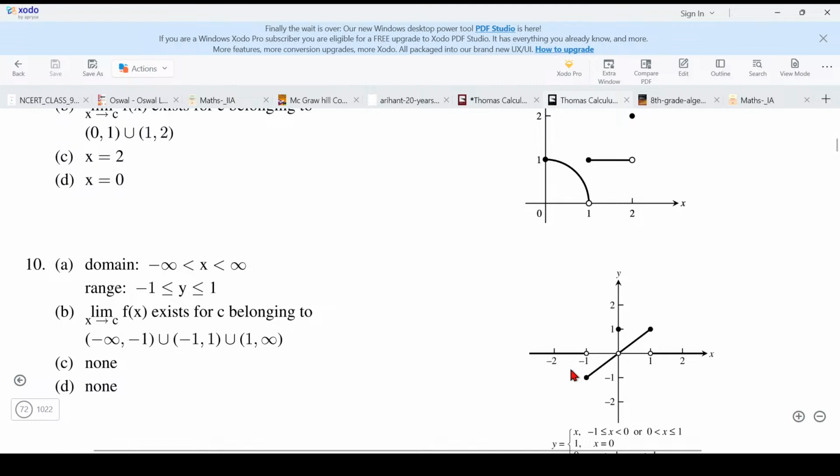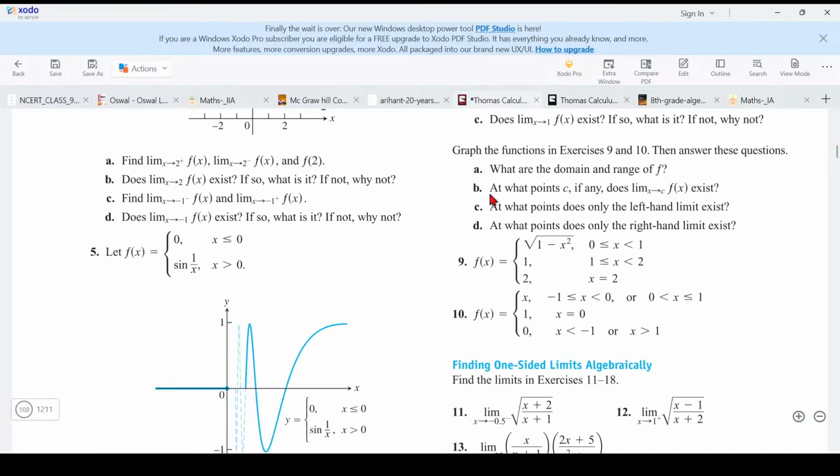Is there any point where only the left hand limit exists? No. In the earlier case, 2 was such a point. But here there is no such point, because everywhere the left hand limit exists and the right hand limit exists. On the right side all limits exist, on the left side all limits exist. So there is no point where only the left hand or only the right hand limit exists. Agreed? So this part you are clear?